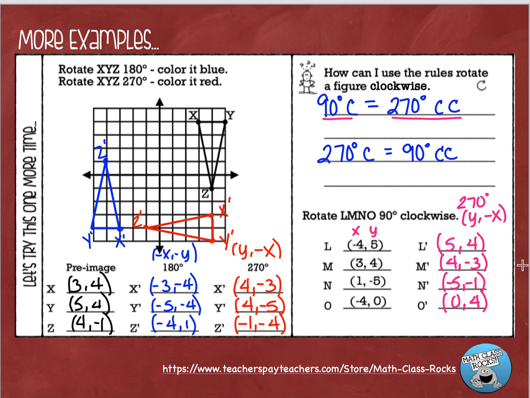All right, so you just want to use these rules. It's very important that you have them in a safe place, because rotating with rules, I think, is just the easiest way to do it. Remember to label your points as you go. Remember to draw some nice straight lines with a ruler.